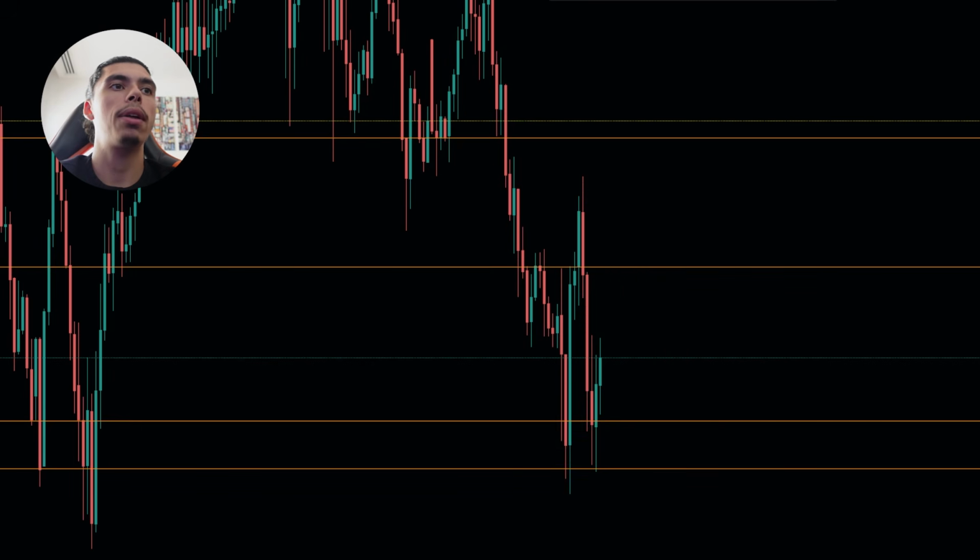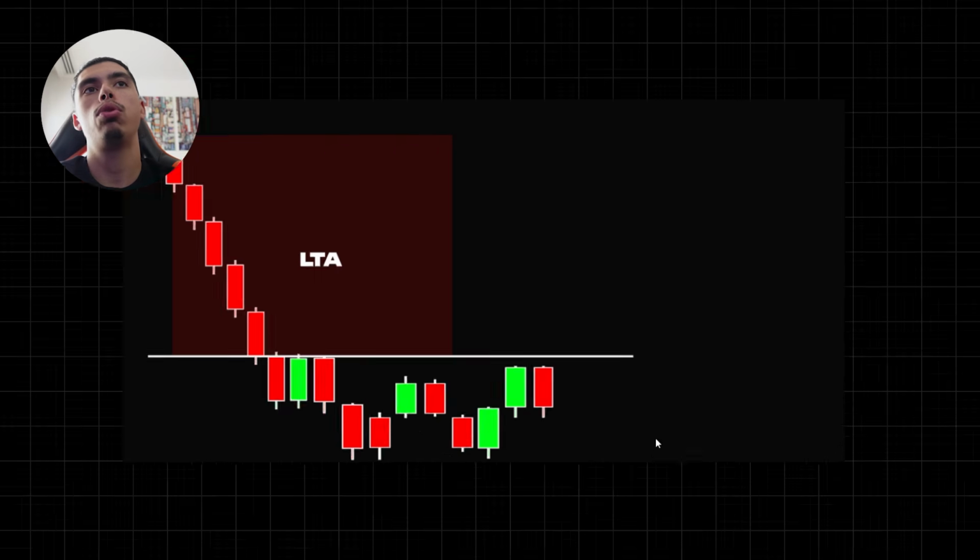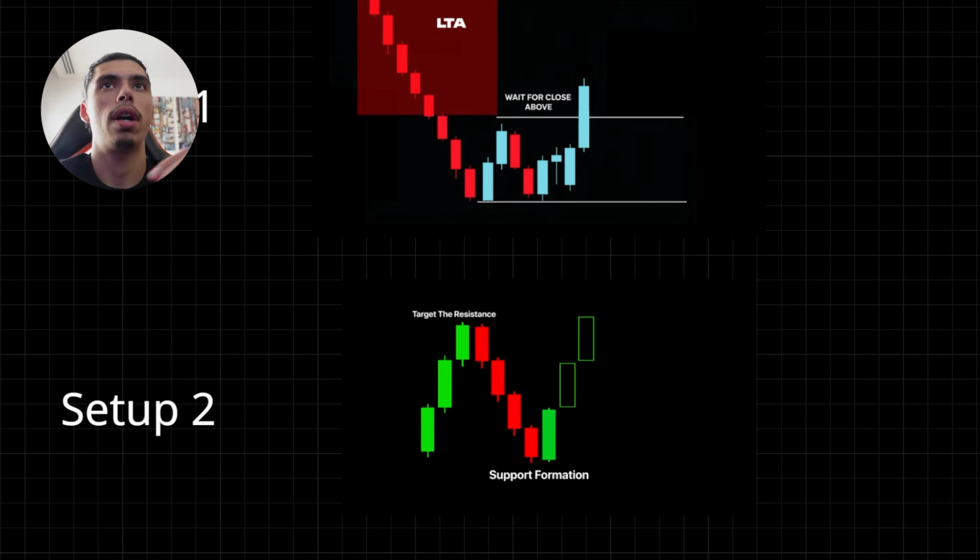Okay. So what about the actual entries here? There's going to be two types of entries we're going to talk about here. And that's going to be called setup 1 and 2, right? So setup 1 is going to be when we have a candle closing above a resistance to take a buy. And setup 2 is when we're going to be having a pullback to continue the trade.